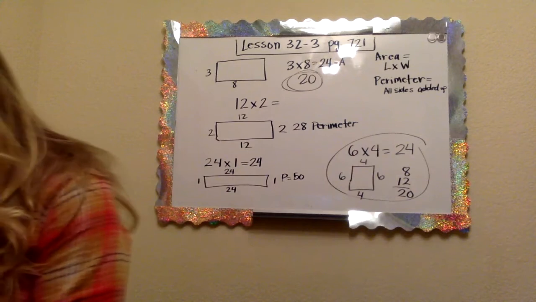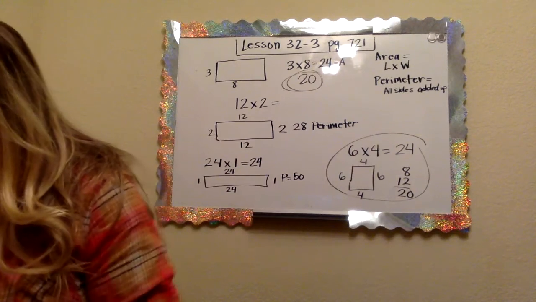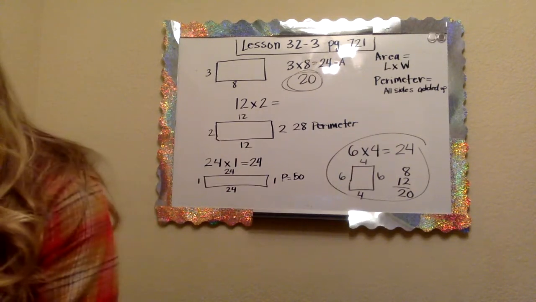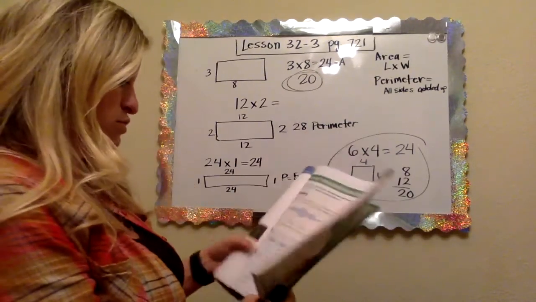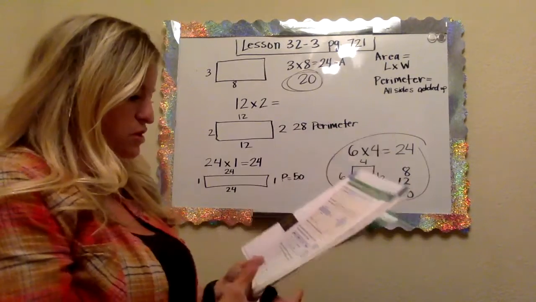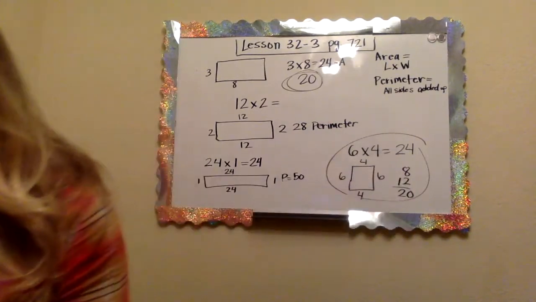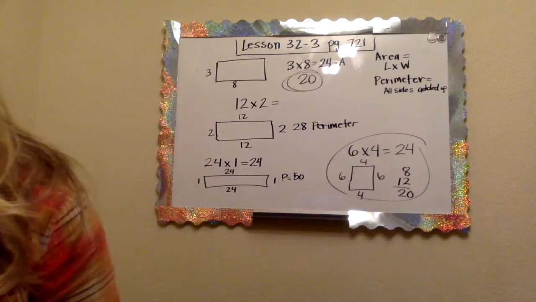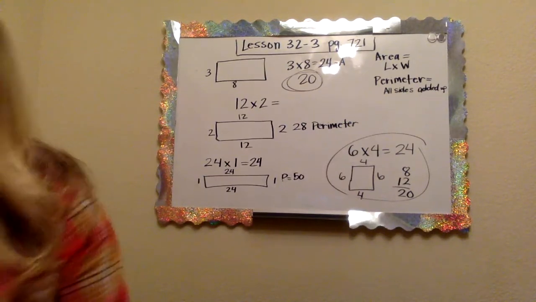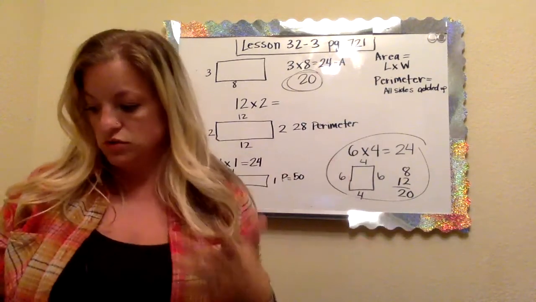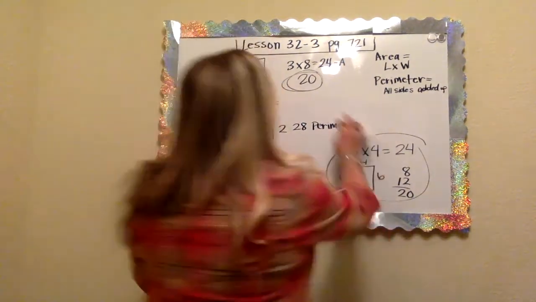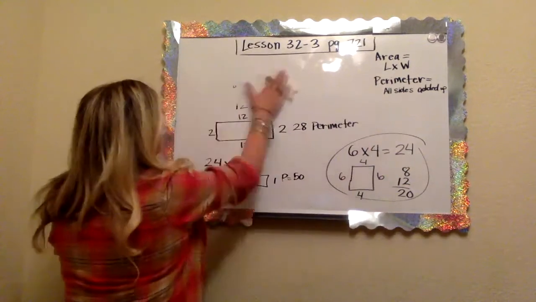Next is page 725. Number 1, both rectangles on the right have an area of 12 square units. Write the perimeter of each in the table. So the perimeter, if you know the sides are 6 and 2, for example, for the first one, then you know the other sides that are not there are also 6 and 2. So I'll go ahead and write that down.